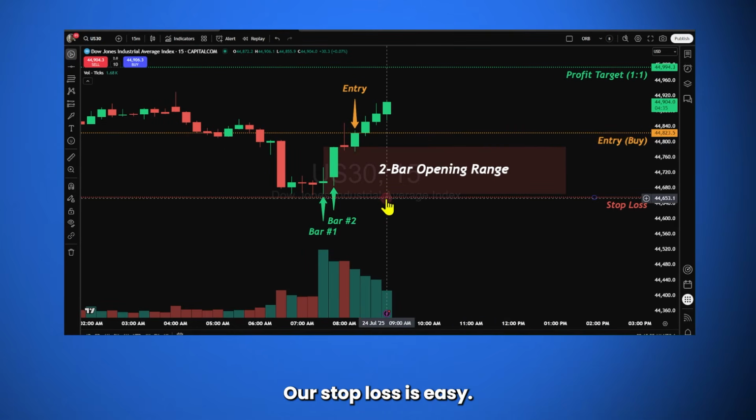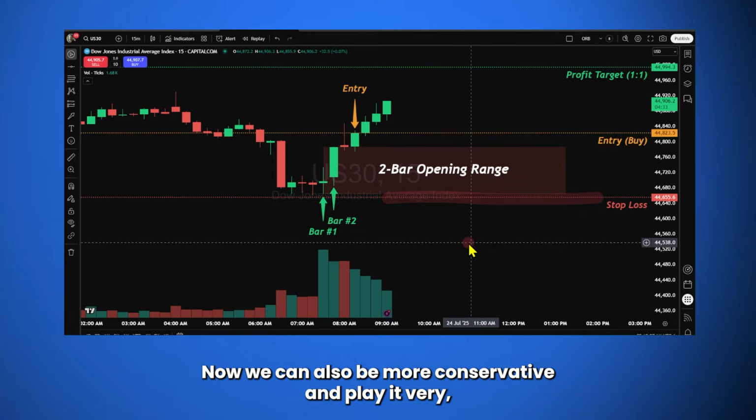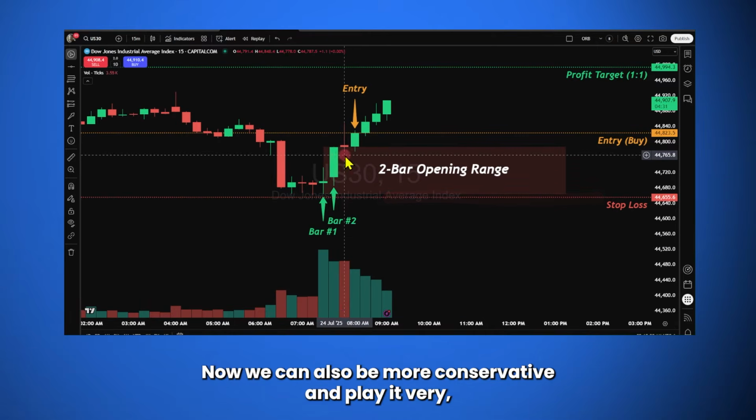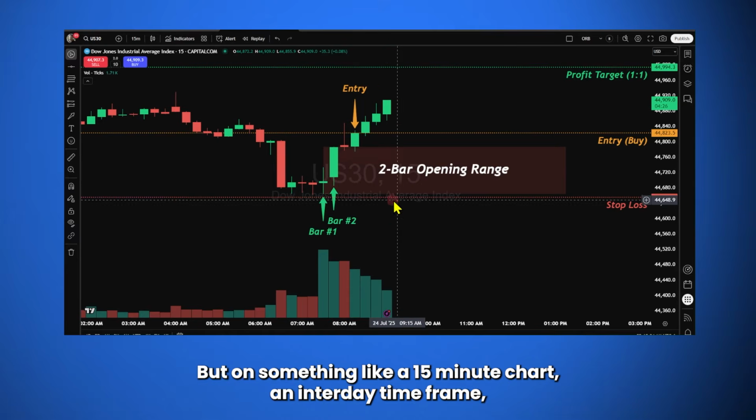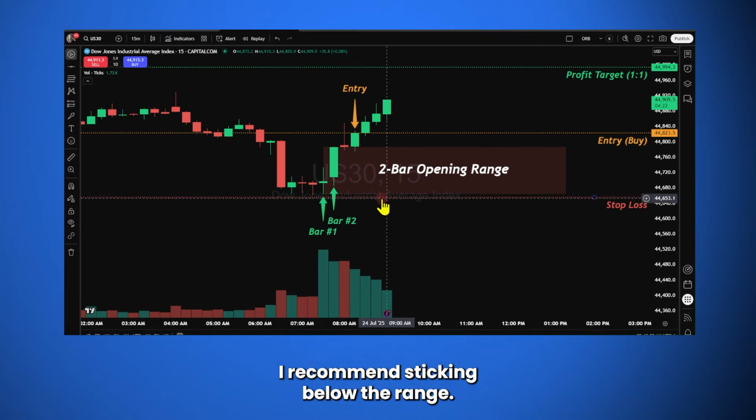Our stop loss is easy. It's going to be right beneath our opening range. Now, we can also be more conservative and play it very, very tight and put our stop loss right beneath the trigger bar, but on something like a 15-minute chart or an intraday time frame, I don't recommend that. I recommend sticking below the range.